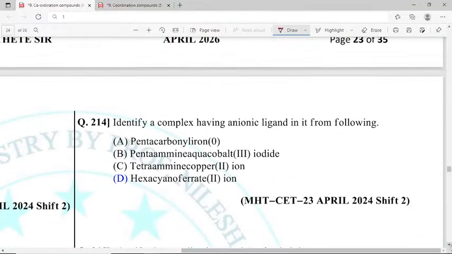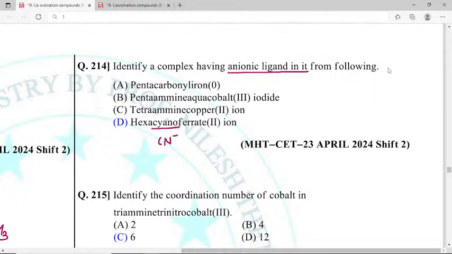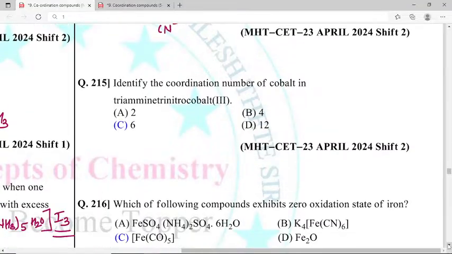Identify complex having anionic ligand in it. So this is a cyano. Cyano stands for CN minus. Anionic ligand. Cyanide is an anionic ligand. Cyanato, sometimes written as cyanato also.